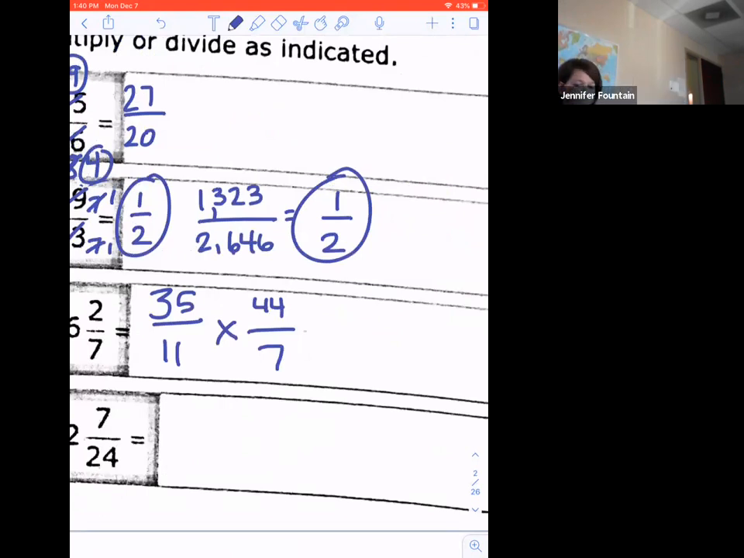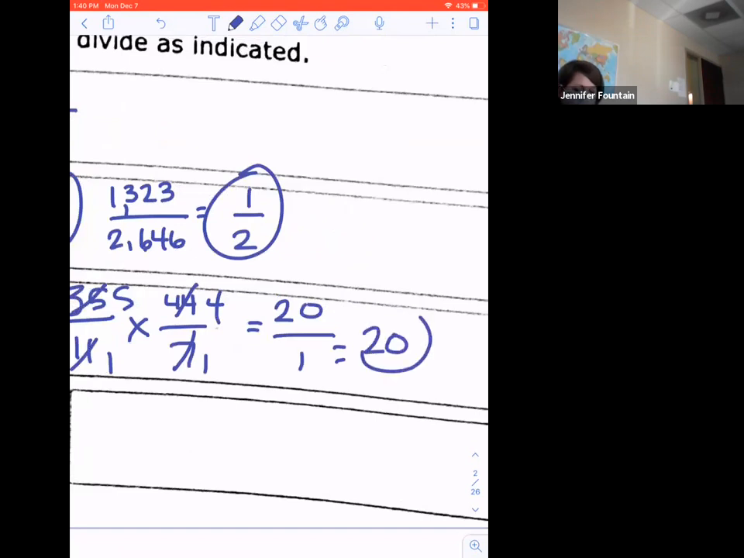What can I do here? I can cancel 44 and 11. Both are divisible by 11. So that's 1 and 4. What about 35 and 7? What are they both divisible by? 7. 7 divided by 7 is 1. 35 divided by 7 is 5. We have 5 times 4 is 20. 1 times 1 is 1. 20 divided by 1 is just 20.